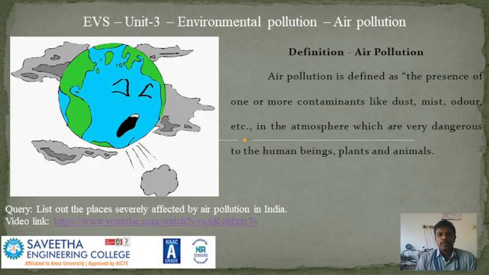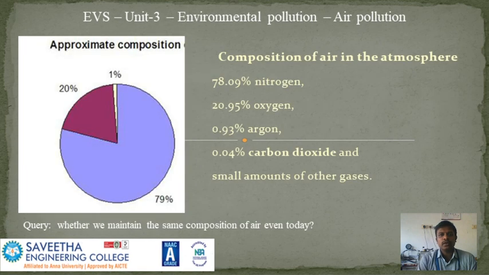What is the definition of air pollution? Air pollution is defined as the presence of one or more contaminants like dust, mist, odor, etc. in the atmosphere which are very dangerous to human beings, plants and animals. The composition of our atmosphere is 78.09% nitrogen, 20.95% oxygen, 0.93% argon, 0.04% carbon dioxide and small amounts of other gases.